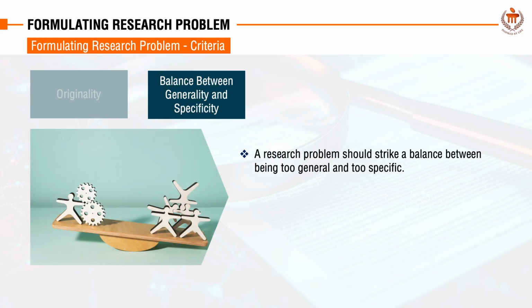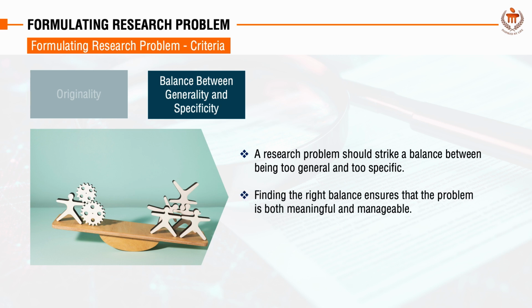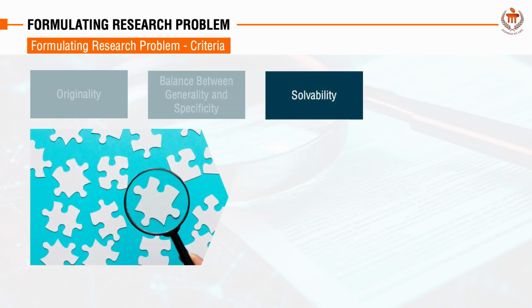A research problem should strike a balance between being too general and too specific. If it is too broad, it may be too vague to test effectively. On the other hand, if it is too narrow, it may lack broader significance or impact. Finding the right balance ensures that the problem is both meaningful and manageable. Solvability. A problem must be solvable to be suitable for research.